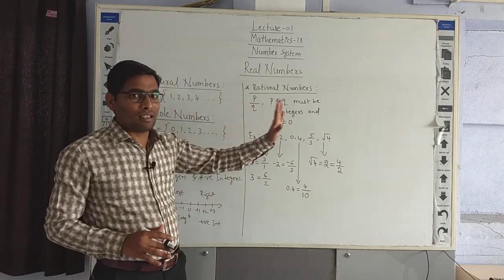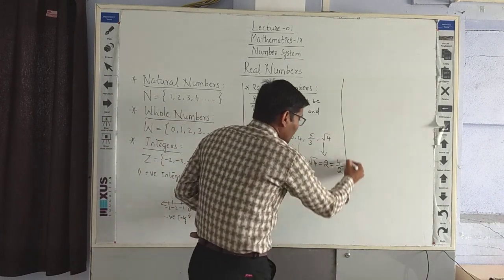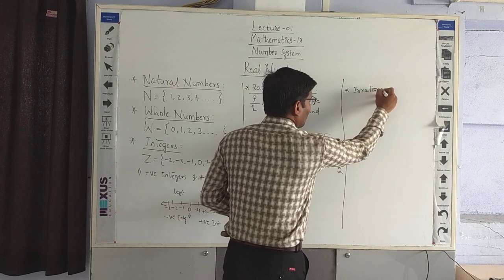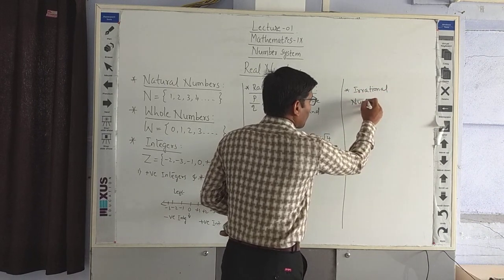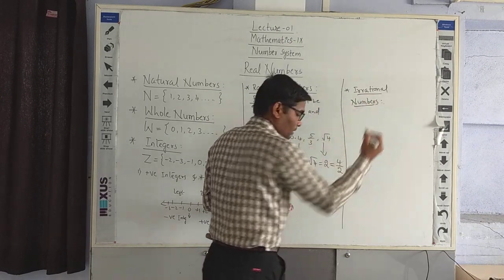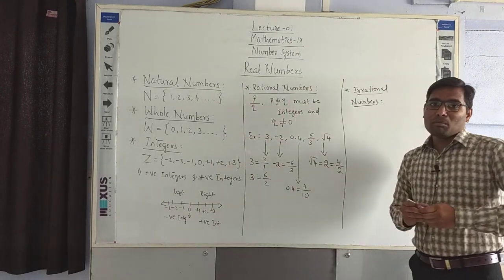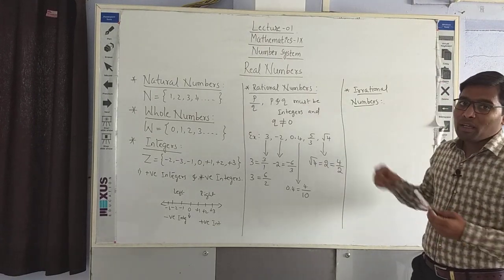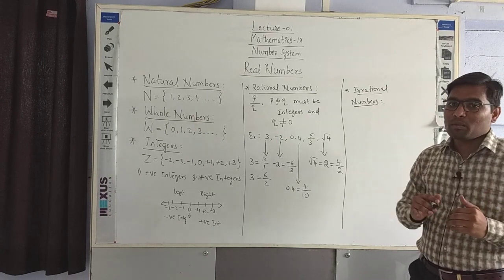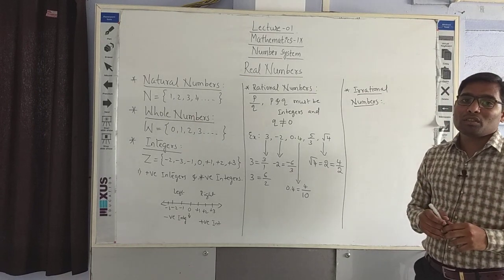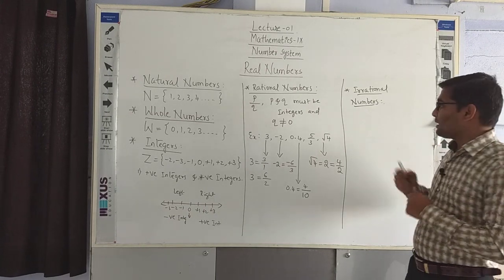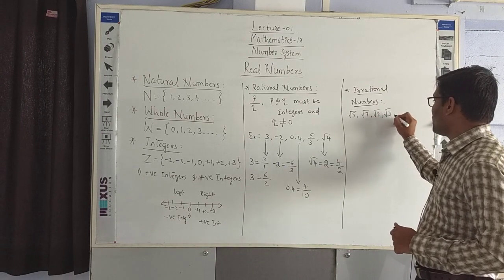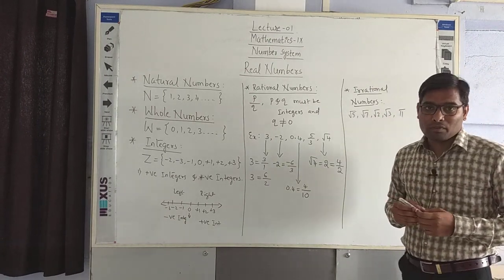And moving to the last type of number, that is irrational numbers. Irrational numbers means the numbers which cannot be written in the form of p by q, where both p and q must be integers and q is not equal to 0. Those types of numbers are called irrational numbers. Examples: root 5, root 7, root 2, root 3 and pi. These are all examples of irrational numbers.